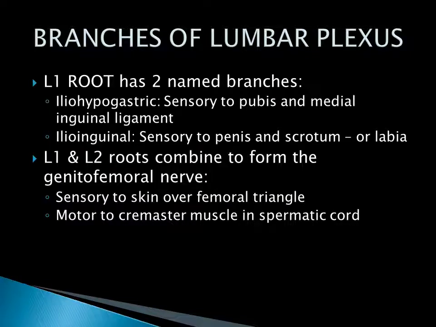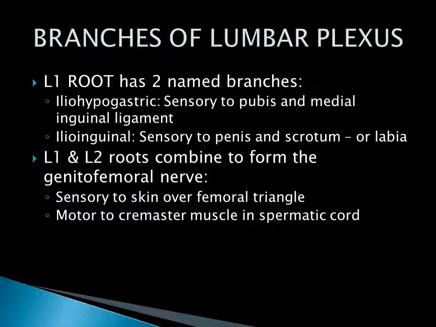So the L1 root has two named branches. It has the iliohypogastric nerve. This nerve is a sensory nerve to the pubis and the medial portion of the inguinal ligament. The other branch is the ilioinguinal nerve. This is also a sensory nerve, sensory to the penis and scrotum in males, or the labia in females.